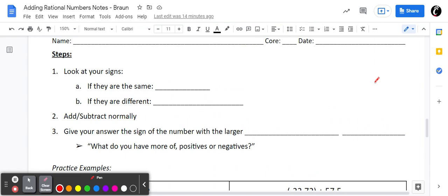Okay, so when we are adding, we gave you some tips and tricks. Now these are the actual steps that we're going to use when we are adding rational numbers. We are going to look at our signs, right? If they are the same, what do we say? The same, you add. If they are different, you subtract. Then we're going to add and subtract how we normally would, and give your answer the sign of the number with the larger numerical value.